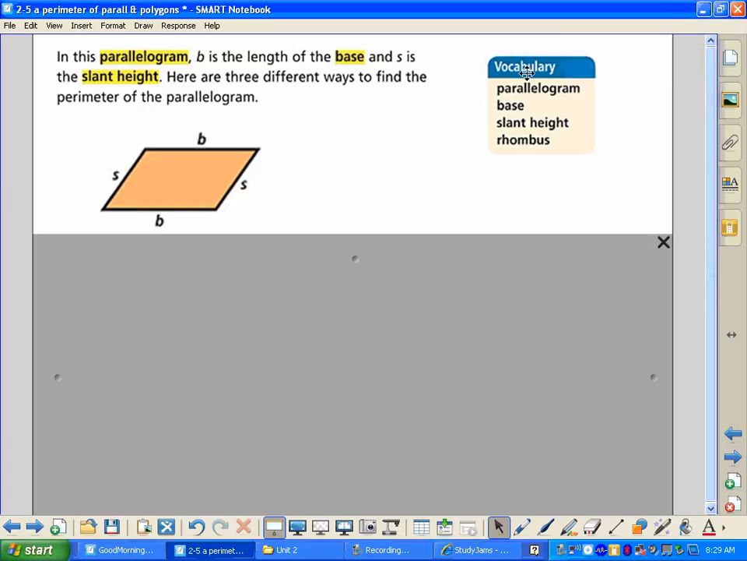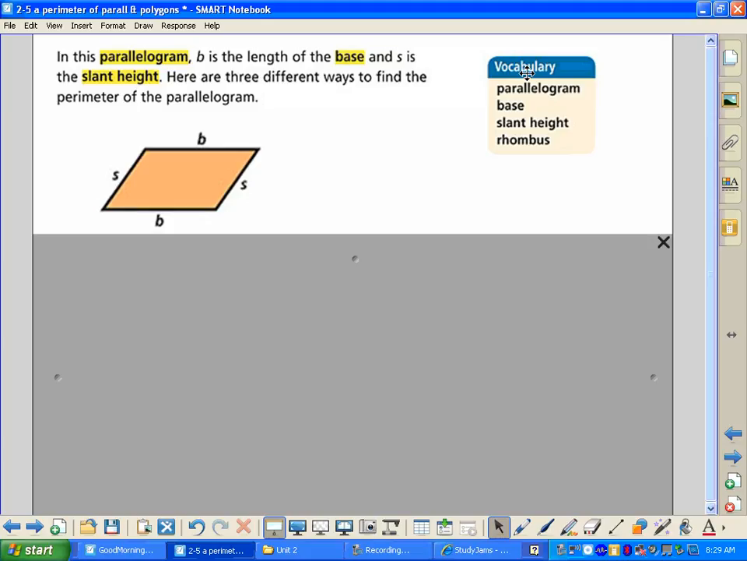Okay, so we have this parallelogram. They have special words for our parallelogram. In this parallelogram, B is the length of the base. Do you guys see my base? They've labeled it B. Then they call S the slant height, because you see it's slanted? Yeah. So S for slant.